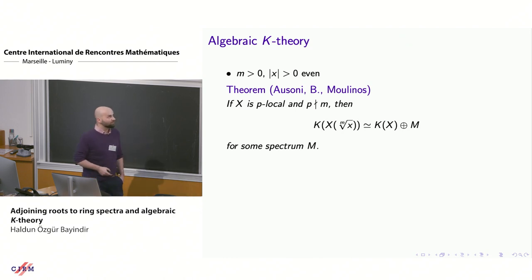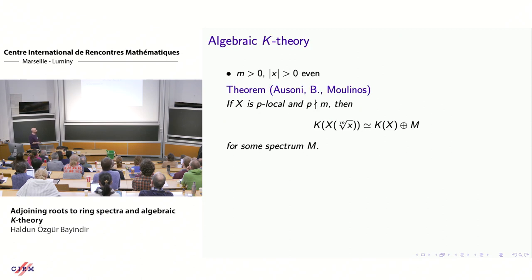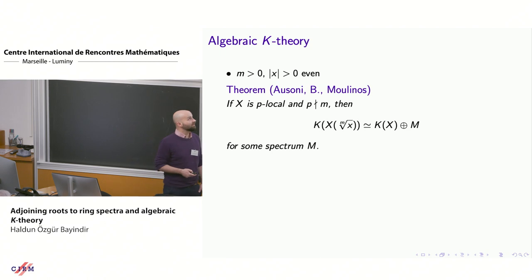Okay, so looking at the weight zero splitting of THH of X adjoint root with THH of X, one can show that this actually carries over to algebraic K theory. That's the interesting result from there. This carries over all the way to algebraic K theory, and we obtain that K theory of X adjoint root splits into a coproduct with a summand M given by K theory of X. This M here, I just put there as a spectrum. Its description would be whatever these guys contribute to TC, basically, when you run the cofiber sequence for TC.